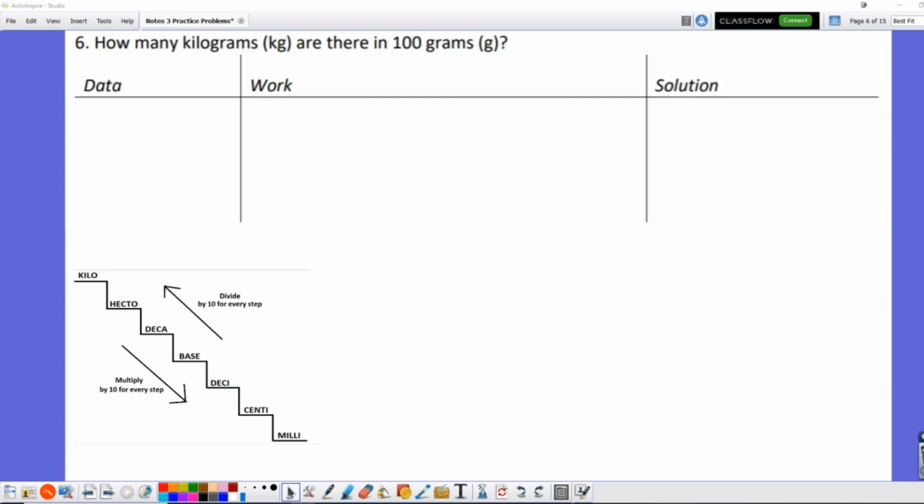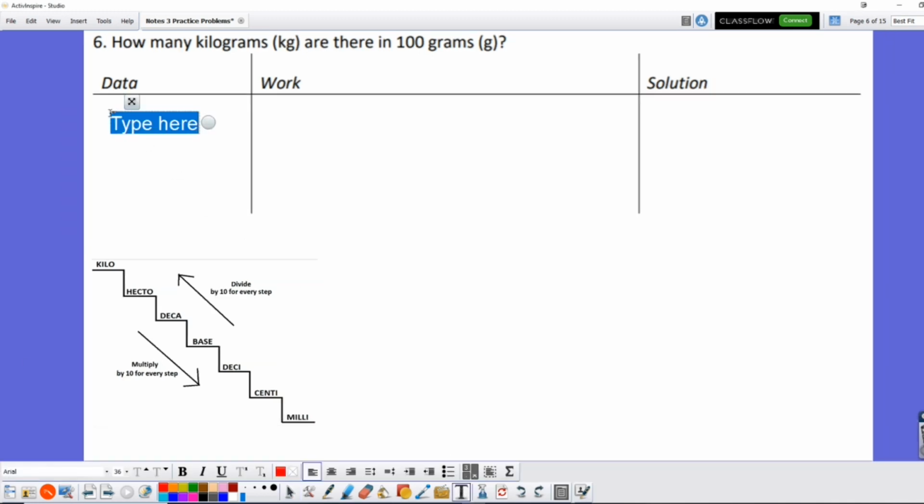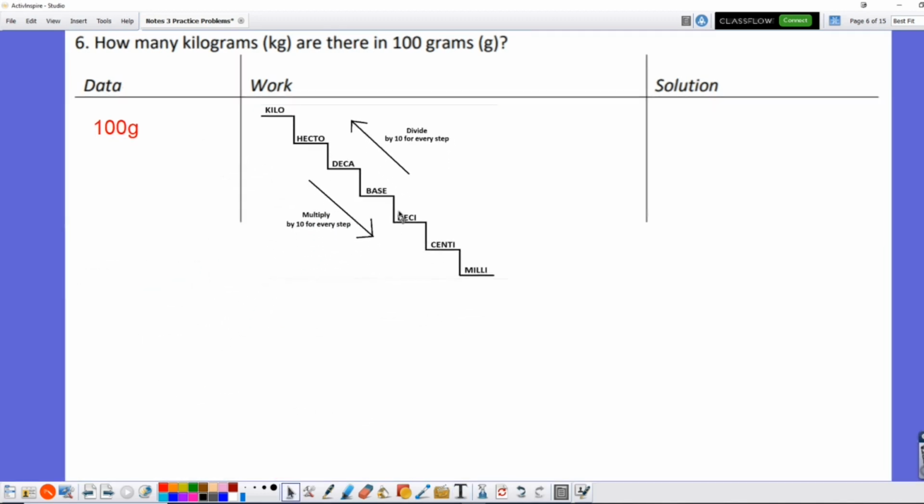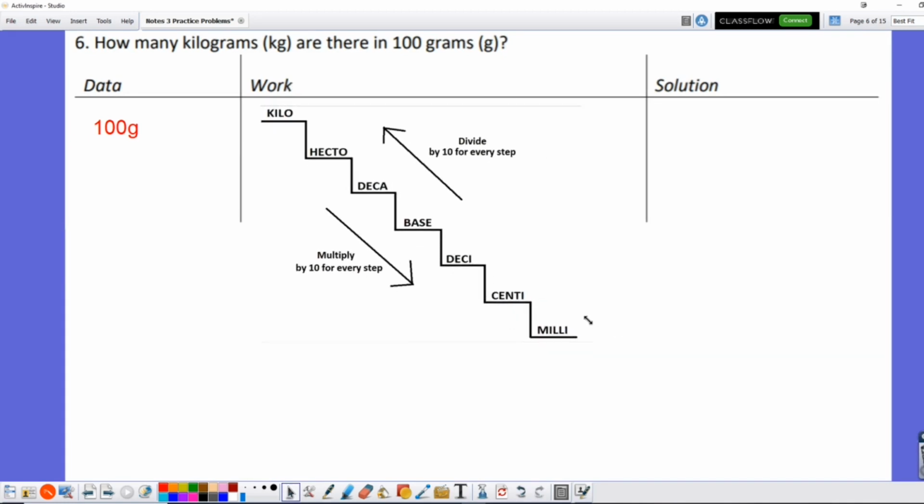Practice problem number 6 says, how many kilograms are there in 100 grams? So this is going to be our first metric conversion problem in these practice problems. The data is pretty simple. We're going to just put down that we have 100 grams. And what we want to do is, for the work section, I'm actually going to use this little chart that we have in our notes.